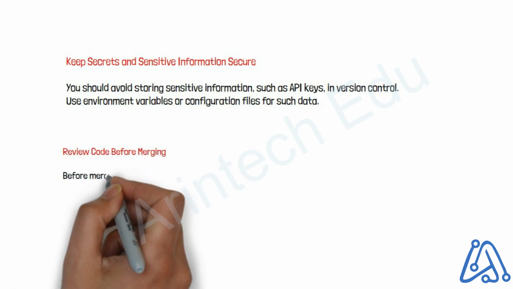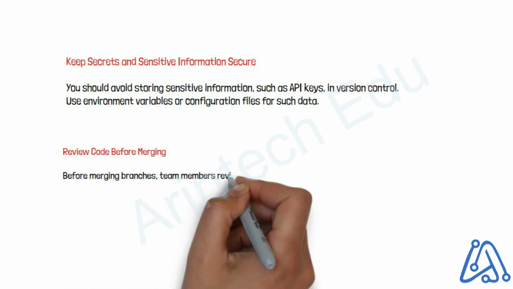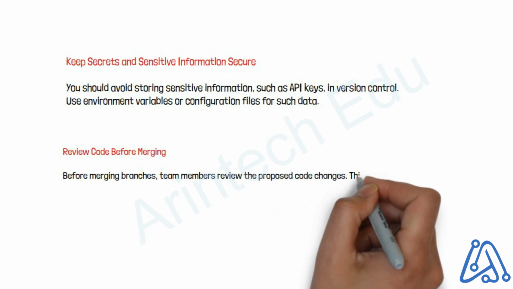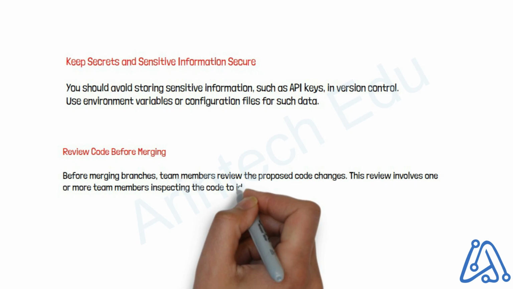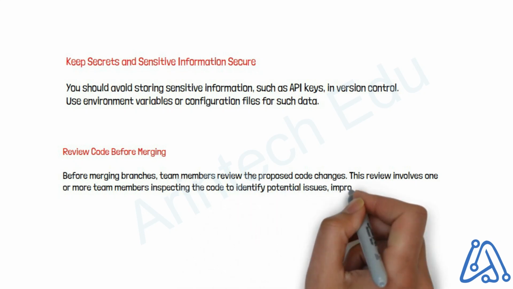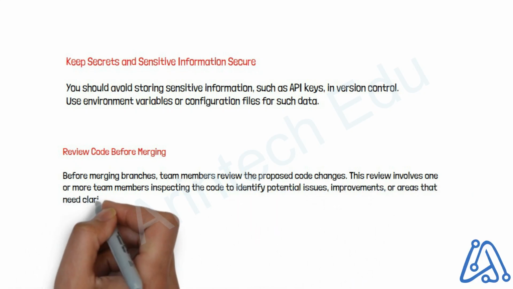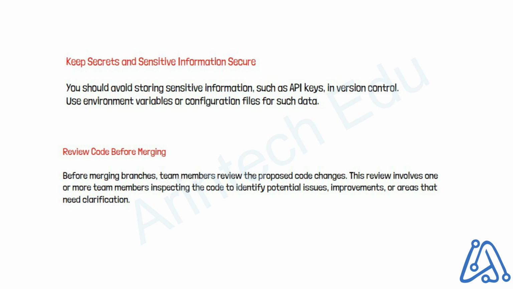Review code before merging. Before merging branches, team members review the proposed code changes. This review involves one or more team members inspecting the code to identify potential issues, improvements, or areas that need clarification.